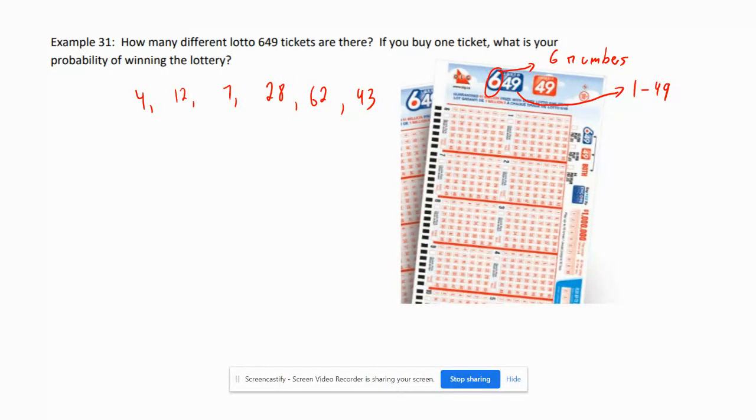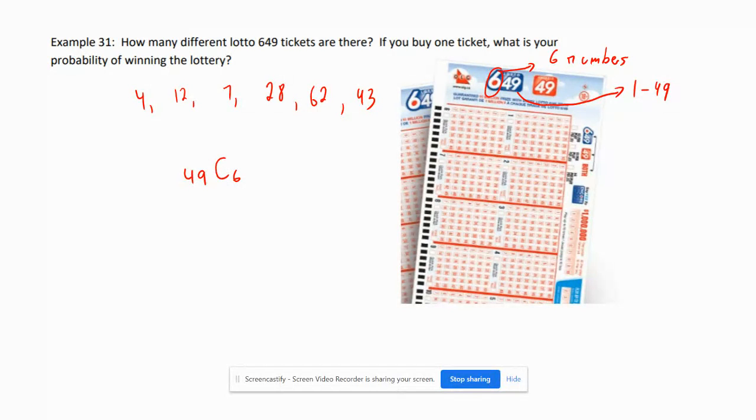Now there are different lottery tickets like that. You may have heard of Super 7 jackpot and stuff like that, where you're choosing 7 numbers. So this question is, if I have numbers from 1 to 49 and I'm choosing 6 of them, my answer would be 49 choose 6.